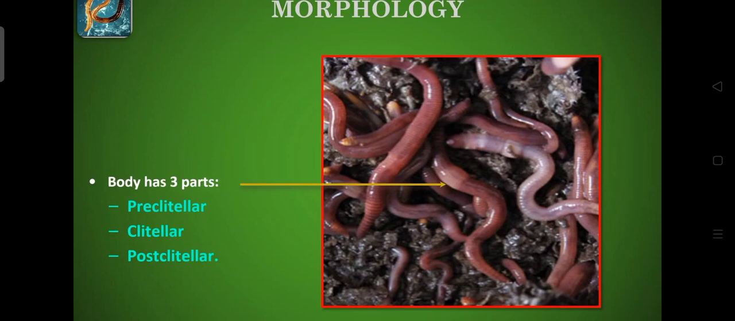In this picture you can see the clitellum here. That dark color band is visible. You can see the arrow mark is done. So that is nothing but the clitellum. And before that clitellum it is preclitellar, and after the clitellum it is postclitellar. So, three parts of the body.